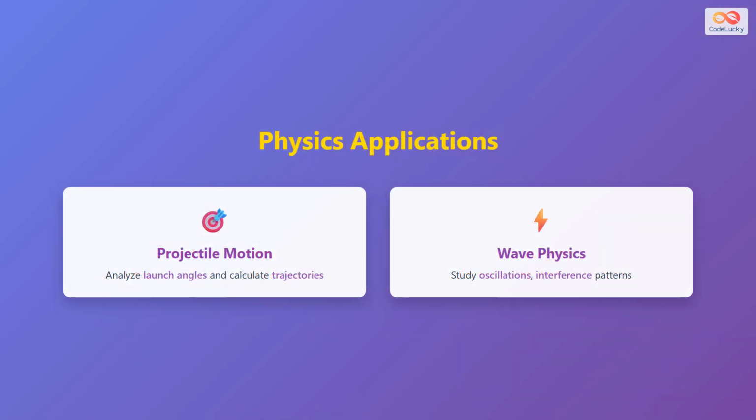Trigonometry also has several applications in physics. It is used in projectile motion to analyze launch angles and calculate trajectories. It's also used in wave physics to study oscillations and interference patterns.